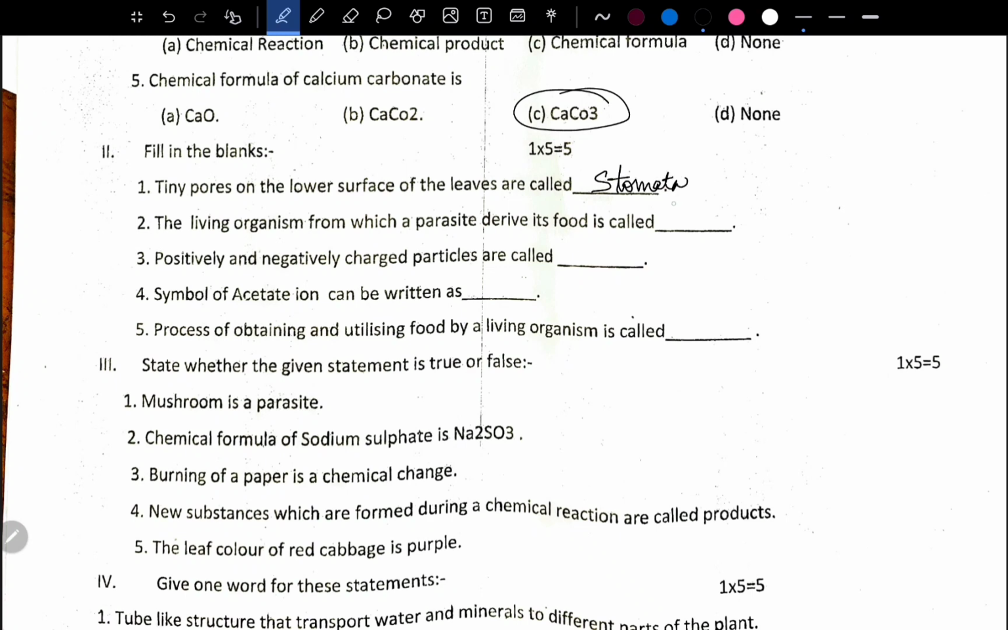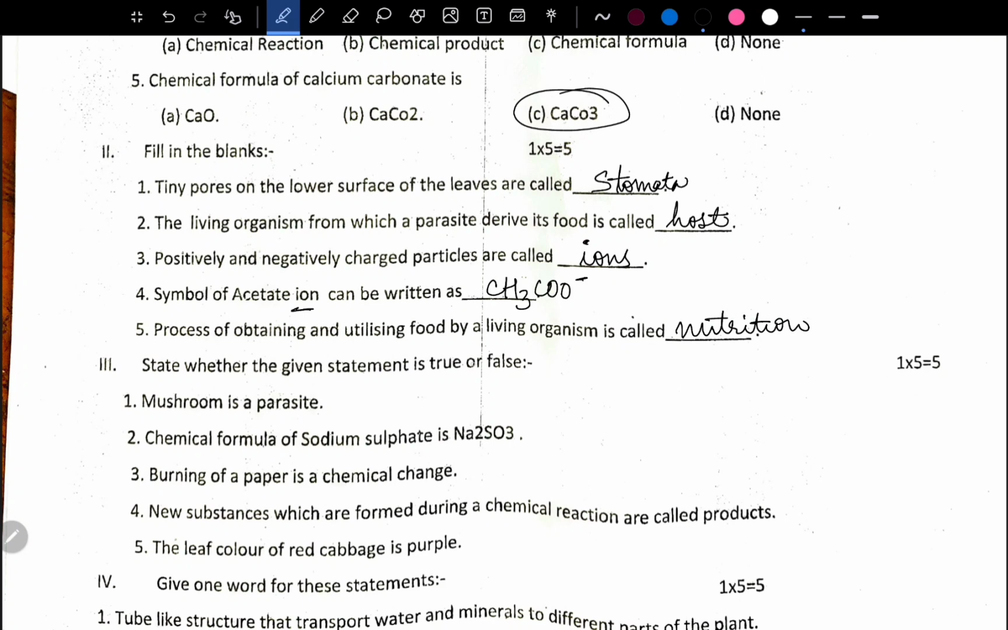The living organism from which a parasite derives its food is called host. Positively and negatively charged particles are called ions. Symbol of acetate ion can be written as CH3COO minus because it is ion. Process of obtaining and utilizing food by living organism is called nutrition.